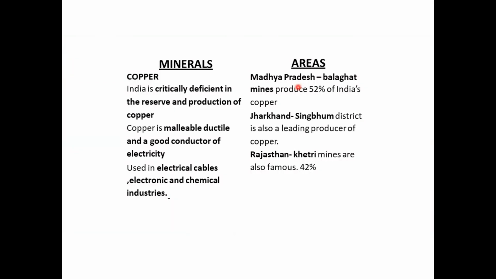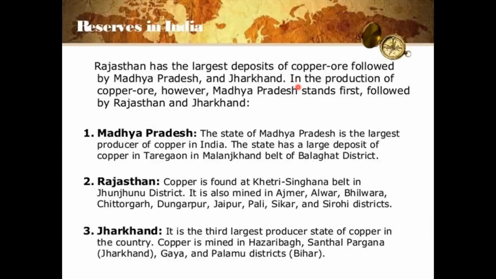And copper is very important because it is malleable, ductile, and a good conductor of electricity. Basically, it is used in electrical cables, electronic industry, and chemical industry. It is also used in the jewelry industry because it can be turned into alloy. So Madhya Pradesh, Balaghat mines produce 52% of India's copper. Jharkhand, Singhbhum district is also a leading producer of copper. Rajasthan, Khetri mines are also famous.